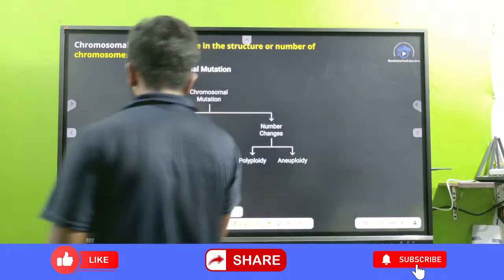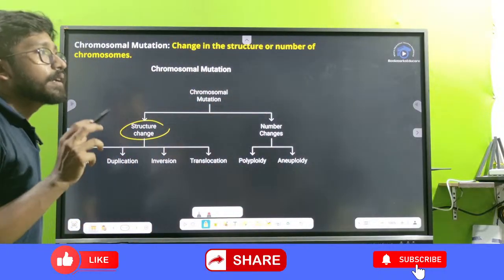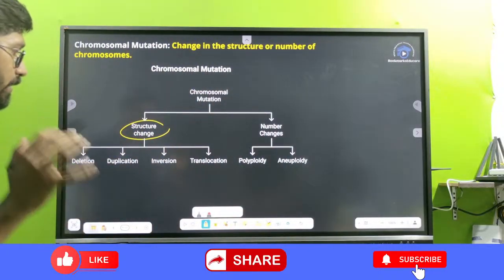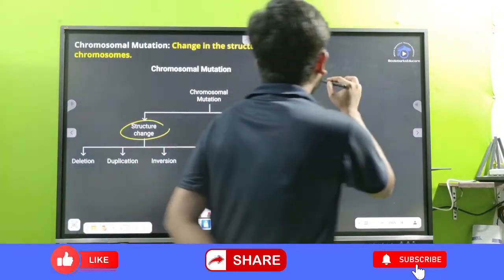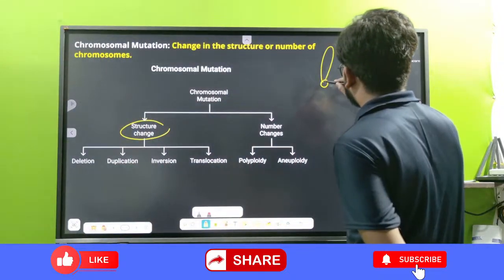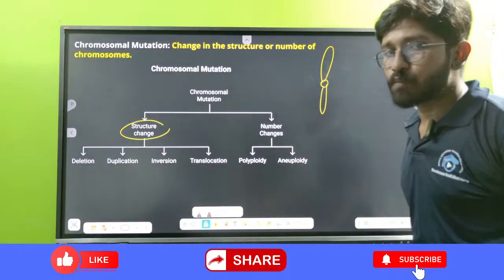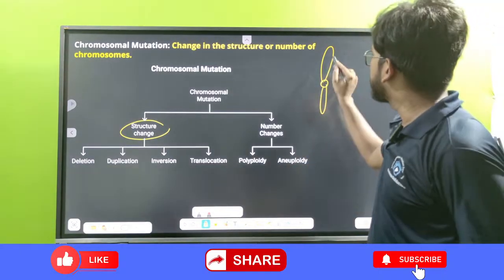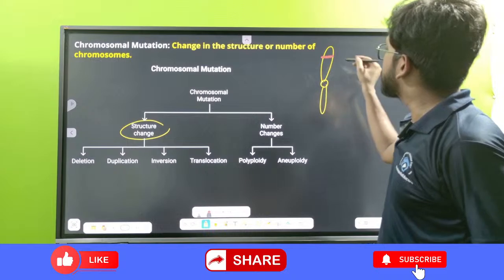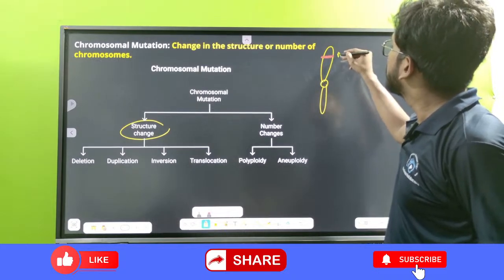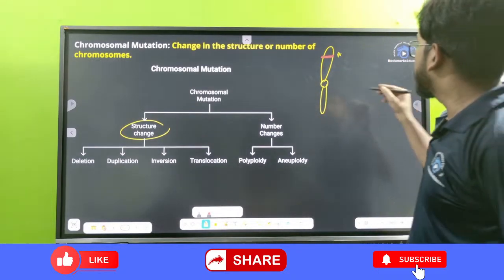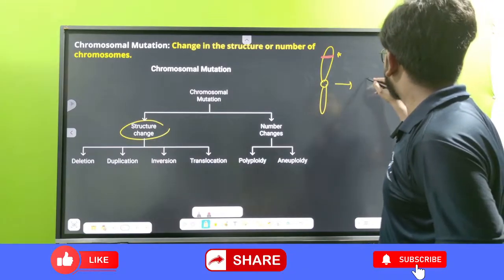Now let's see the structural changes. Okay, this is very intricate, so follow me as I say things. First we see deletion. Again we have a chromosomal structure. Let's paint this part as gene A. Okay, from deletion we get something like this.